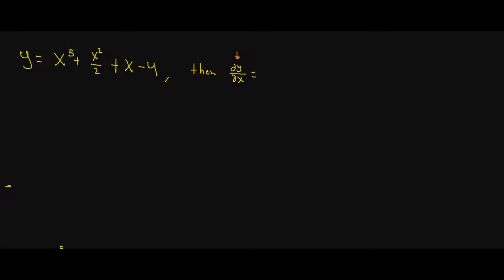When we do the same process, bring the 5 down, and we get 5x to the 4. Now over here, you subtract 1, that's why we got the 4. Bring the 2 down, so we get plus 2x to the 1 divided by 2, because of the division by 2 there. Plus, well, what's the derivative of x? We just get the coefficient, which is 1. Right? There's like an invisible 1 there.